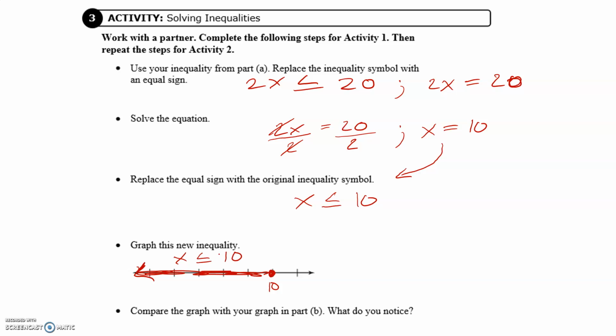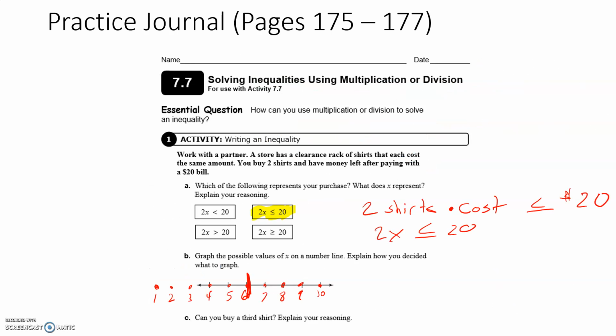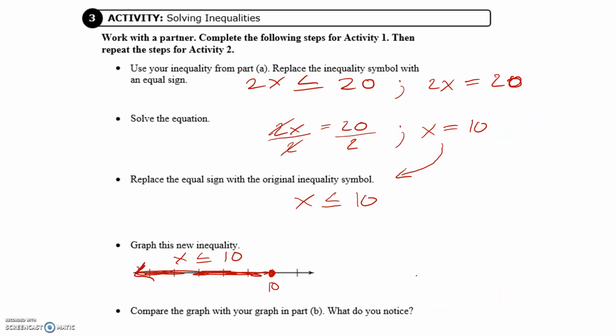All right, compare the graph with your graph in part B. What do you notice? Okay, so part B, activity 1, 10 was my highest value, and I said anything below 10 would be a solution to the inequality. So very similar, right? And I wasn't graphing an inequality there, I was just plotting the different values. But if you notice, 10 was my max, and over here, 10 is my max, okay? All right, so unfortunately, I'm going to have to erase this and do the same thing for activity 2.